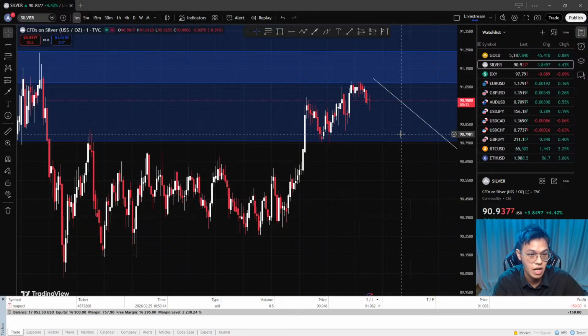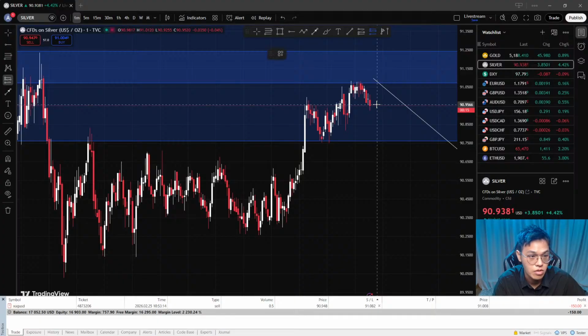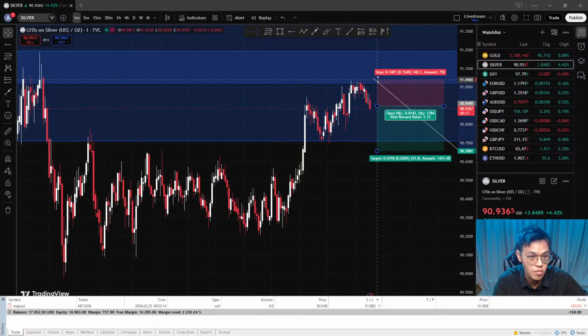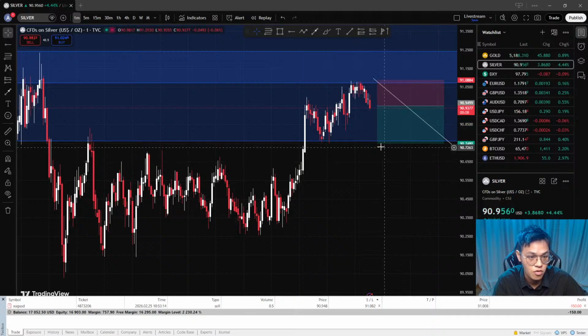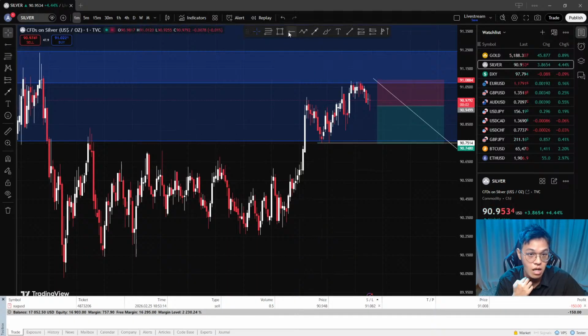Okay, so guys, I sell gold. The price I sell at is around 90.95. All right, so here's my order. Then I put my stop loss here. My first target is here, and then my second target is here.